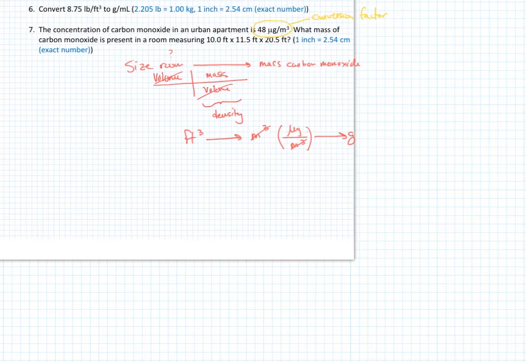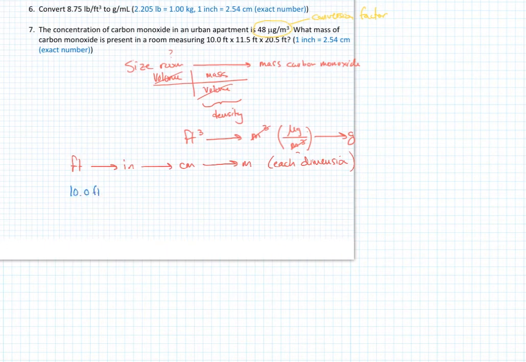So then the strategy for there is, I've got feet, I'm going to go to inches, I'm going to go to centimeters, and then I'm going to go to meters for each dimension. So you're going to do basically 3 of the exact same calculation. So let's set up how we want to do this.